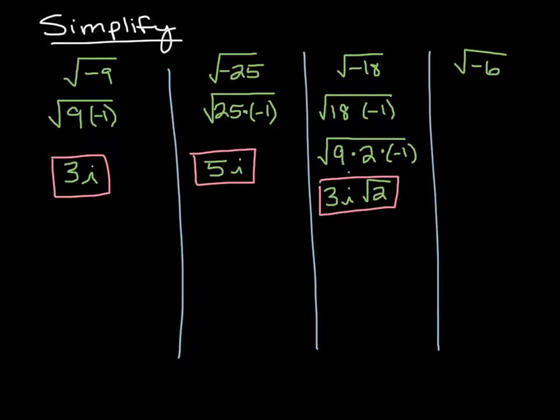And last but not least, we got square root of -6. Trying to think of numbers that can be divided into 6, we don't have any perfect squares. We got 3 and 2, but those aren't perfect squares. So we're just going to leave it as square root of -1, which is i, times the square root of 6. And that's your final answer.